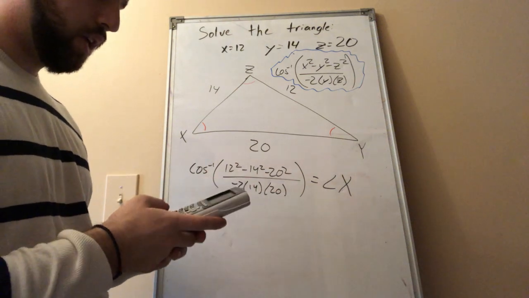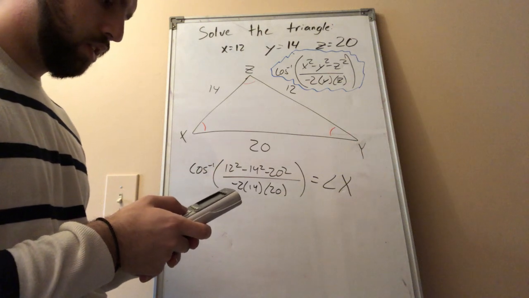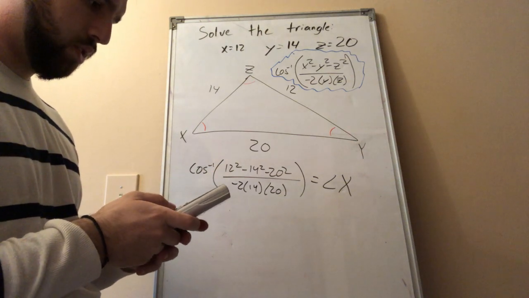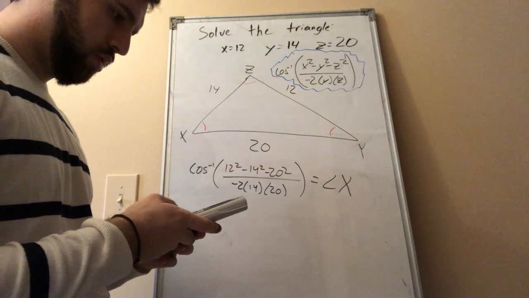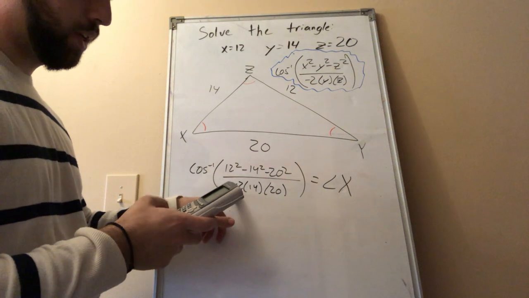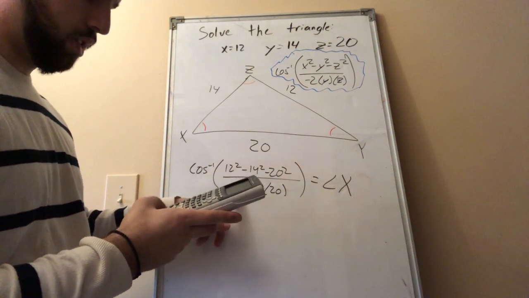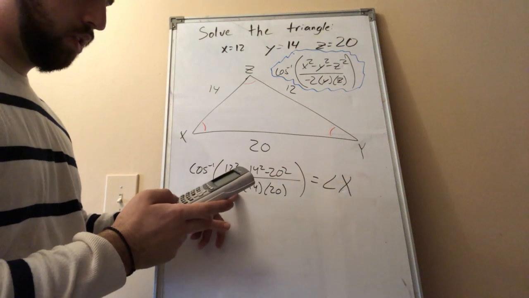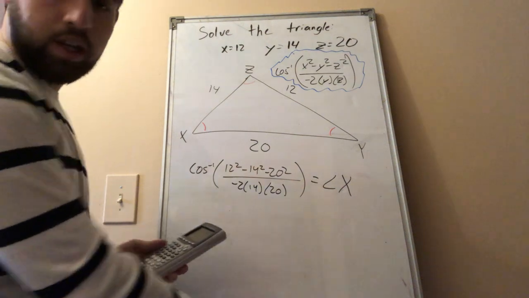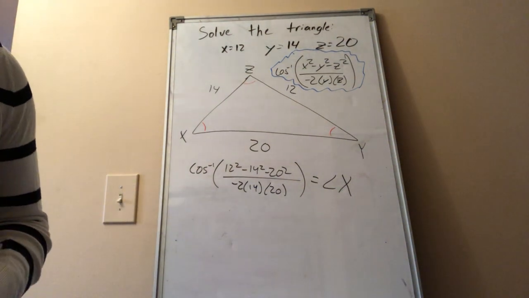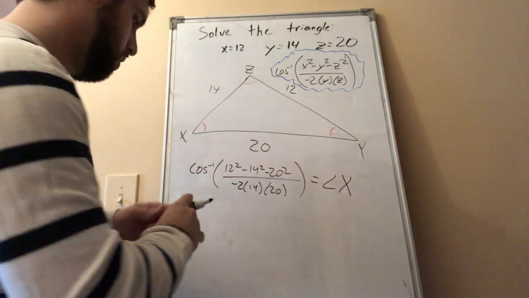And I want that all divided by, so I need to put parentheses around that numerator. Divided by, and I want this denominator to all be together, so I don't put that in parentheses. Negative 2 times 14 times 20. Close up those parentheses, press enter, and I get that x equals 36.18 degrees.